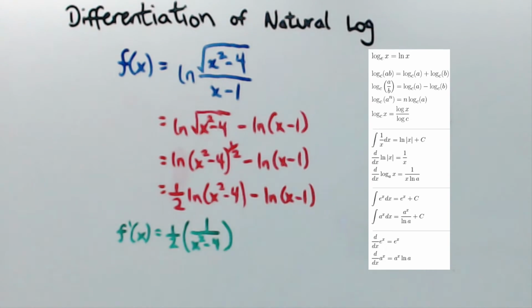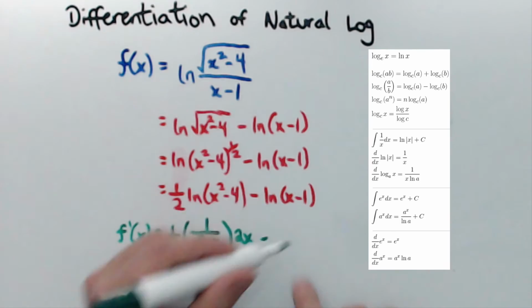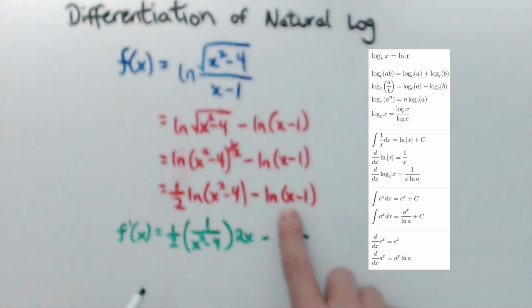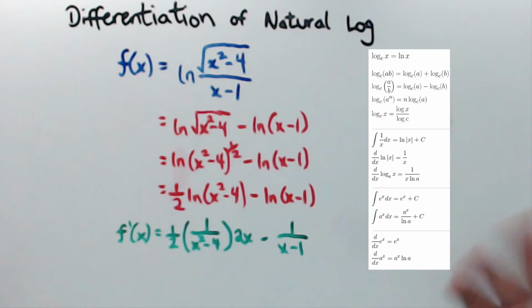The inside layer, though, you'd have to multiply by that derivative, which in this case is 2x. Minus, now again, the derivative of the ln is just going to be 1 over whatever is inside of that function. So it's going to be 1 over x minus 1 times the inner derivative of this, which is 1, so we don't need to really do anything else with that.